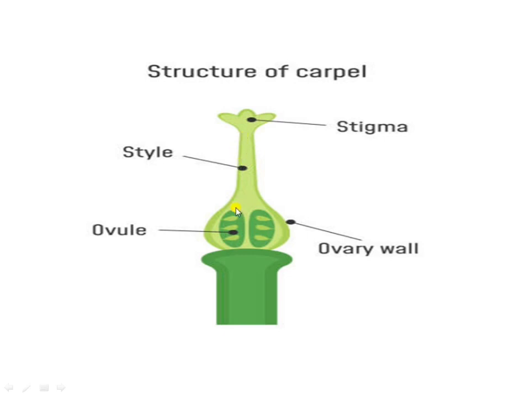Third is the ovary. The ovary forms the lowermost swollen part. It contains 1 or more ovules. These circular or oval shaped structures present in the ovary are ovules. Each ovule contains the female gamete, which is called an egg. In male, the male gametes are pollen grains. In the pistil or carpel, the female gametes are eggs.